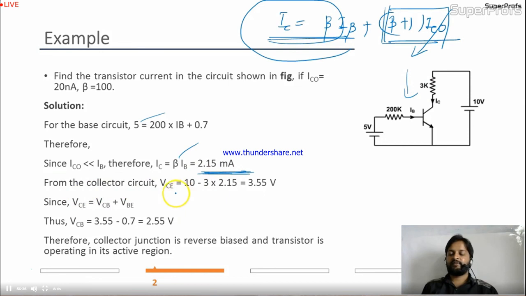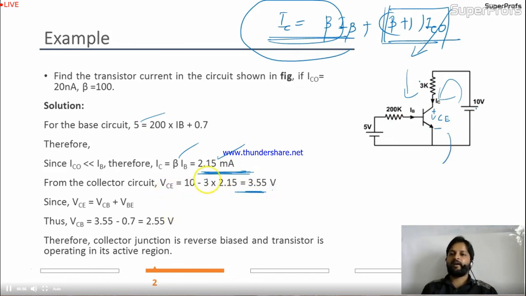From the collector circuit, VCE. Now can we calculate this VCE or not, tell me. VCE, we can calculate it. We can apply KVL over here. So it will be 10 minus 3K into the current. The current we already calculated by this. So VCE we are getting as 3.55 volt.